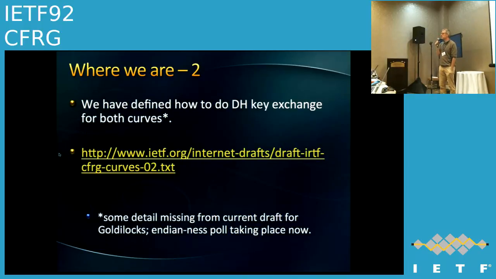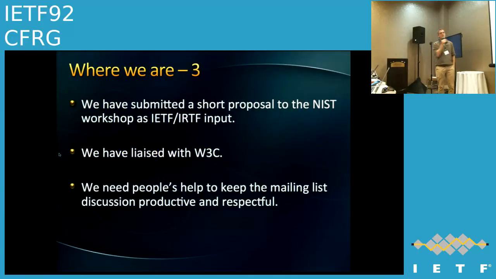As Adam just said too, we have now almost finished defining how to do Diffie-Hellman key exchange for both of the curves. You can read about that in the draft. There's a little bit of detail missing for Goldilocks, which will be filled in pretty soon. And even the endianness question poll looks like it's going to end in a consensus quite soon. So we're even making progress on the endianness question. Next slide. Thank you.